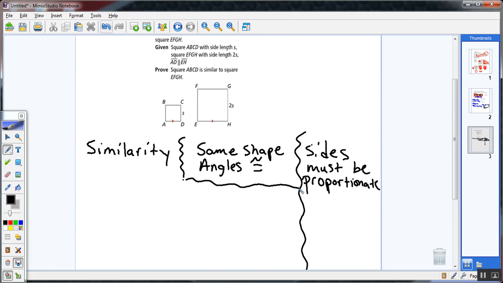Okay. Well, here's the deal. Angle A would match angle E here, because they're all going to be right angles. Angle E is congruent to angle E. But I've got to show that not just some angles are congruent. I need to show that all angles are congruent. And I can say that because it's a square, and in a square, all interior angles are right angles. So I don't really need to write that as a reason. So what would angle B match? Angle F. How about angle C? What's that going to match?